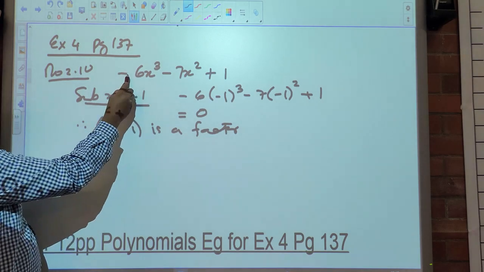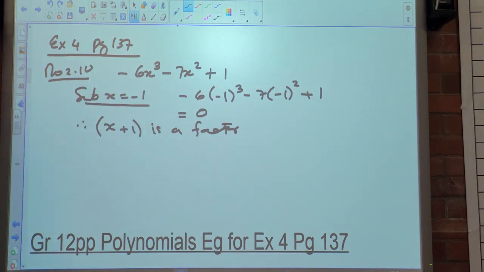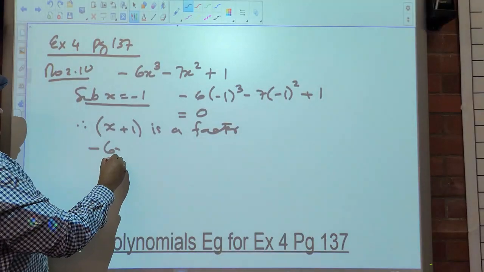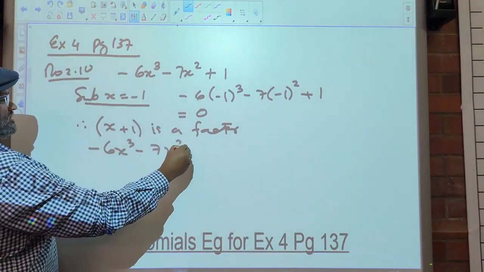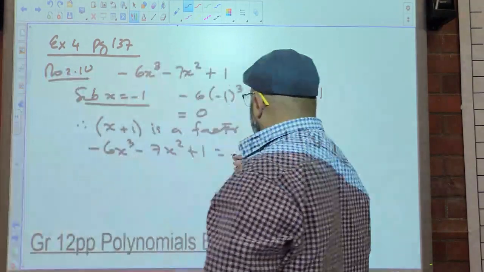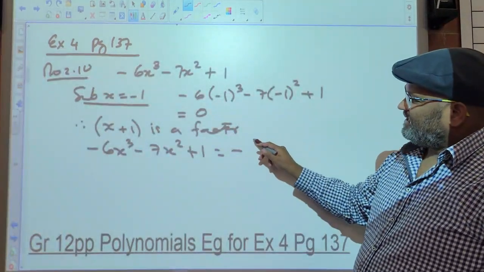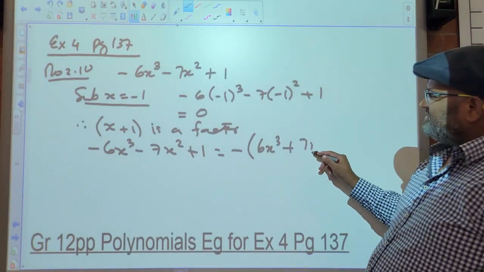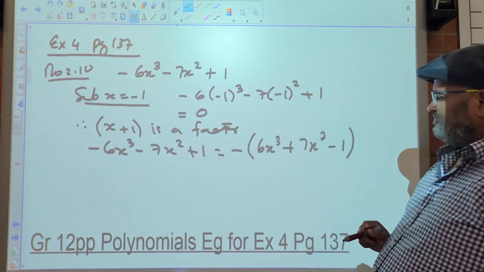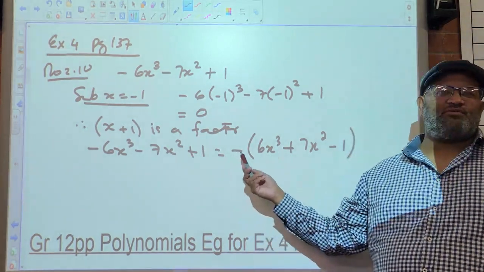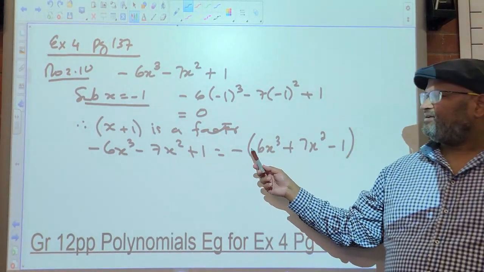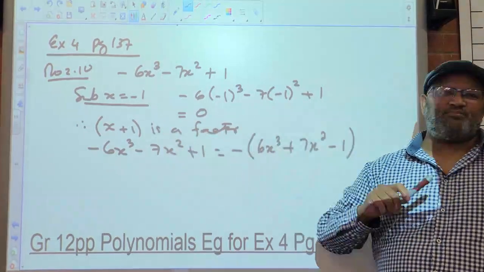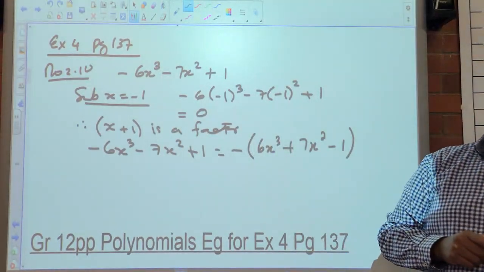But you see there's a negative here; in the previous sums we didn't have a negative there. So what must I do? Let's factorize the negative first. In other words, negative 6x cubed minus 7x squared plus 1 is equal to, I first take out the negative as a common factor. I'm now left with 6x cubed plus 7x squared minus 1. Even though I took the negative out as a common factor, you'll still have x plus 1 being the factor of that equation.